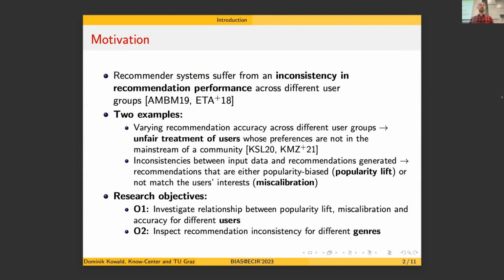The first one is the varying recommendation accuracy across different user groups, which could lead to unfair treatment of users whose preferences are not in the mainstream of a community or of a system.